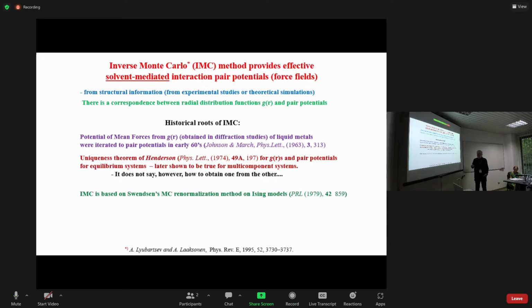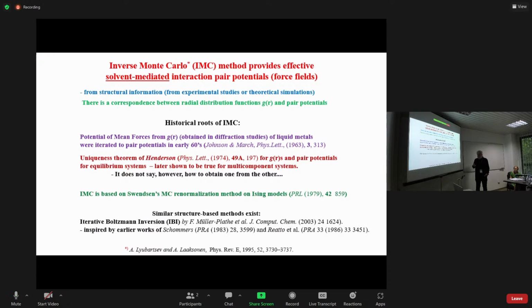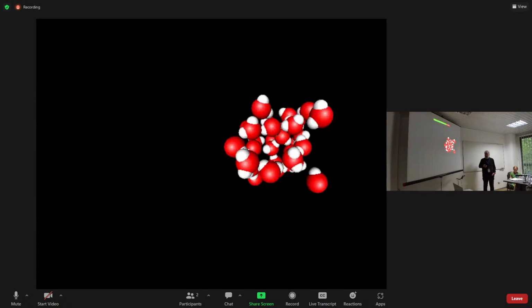So our inverse method is based on something called Swendsen's Monte Carlo renormalization method on Ising models from the late 70s. There are also other similar structure-based methods, and I would like to mention one from Florian Müller-Plathe. It's called iterative Boltzmann inversion. In fact, we always use it initially because it's a very simple method, and then at some point we go to our own method to get better convergence.